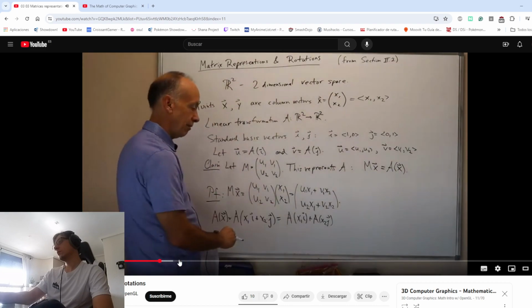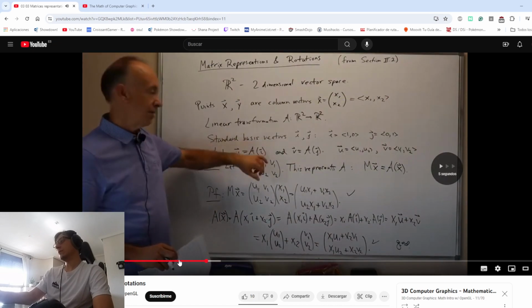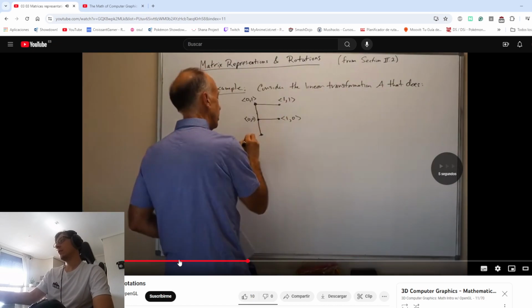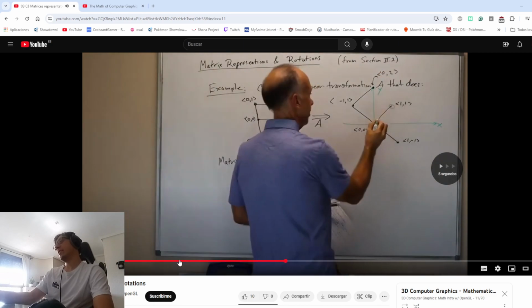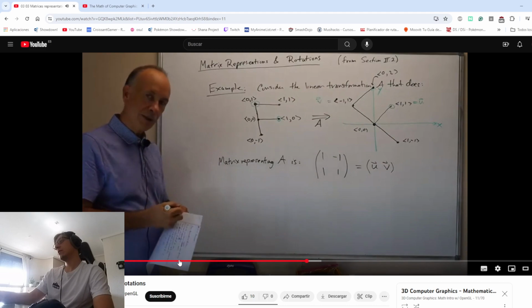A applied to a sum is the sum of A applied to the components of the sum. Scalar multiplications and the linear matrix. Here I put the vector signs back on. That means that U is a column vector of length 2 because we're in R2.